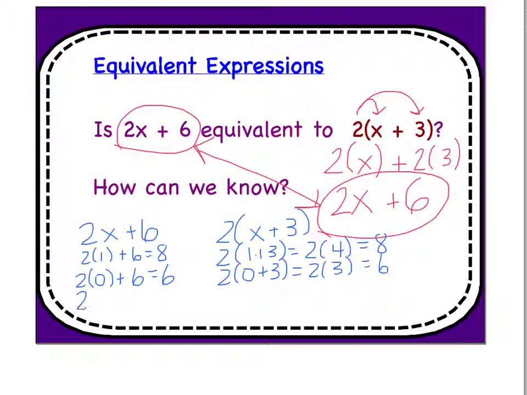I'm going to try a negative number, so 2 times negative 1 plus 6. 2 times negative 1 is negative 2, plus 6 is going to give me 4. On the next one, we've got 2 times negative 1 plus 3. Negative 1 plus 3 is 2, and 2 times 2 gives us 4. So in this case, I would say that yes, these are equivalent expressions.